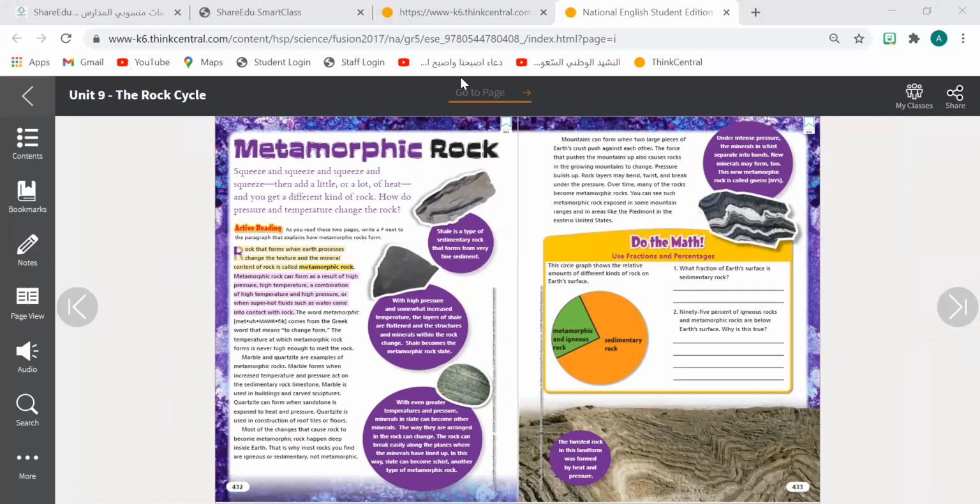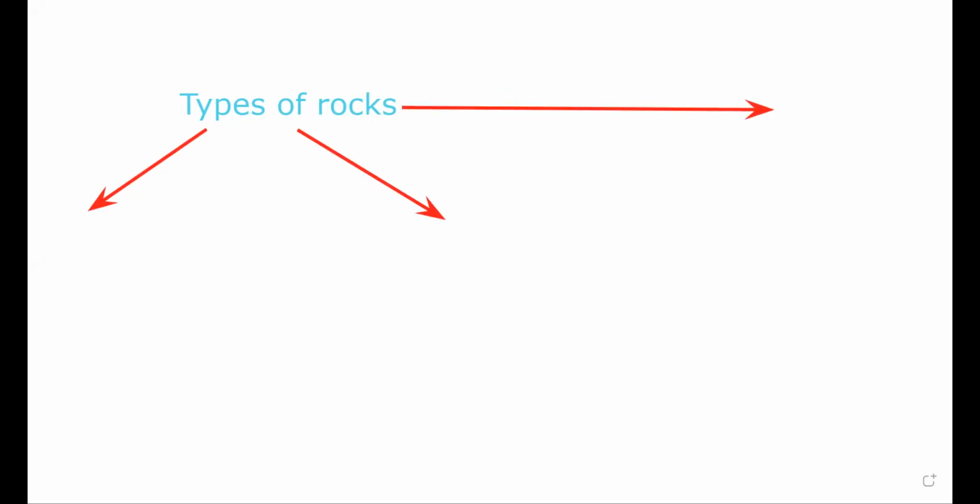So, can anyone tell me before we leave, as a conclusion, how many types of rocks did we learn? How many types of rocks did we learn? Three. Three types of rocks. Excellent. What are they? The igneous rock. Excellent. Igneous rock and the sedimentary rock and the metamorphic rock. Excellent. Igneous and sedimentary and metamorphic.